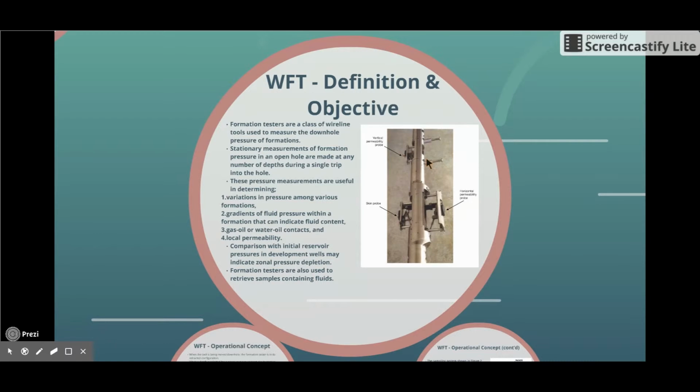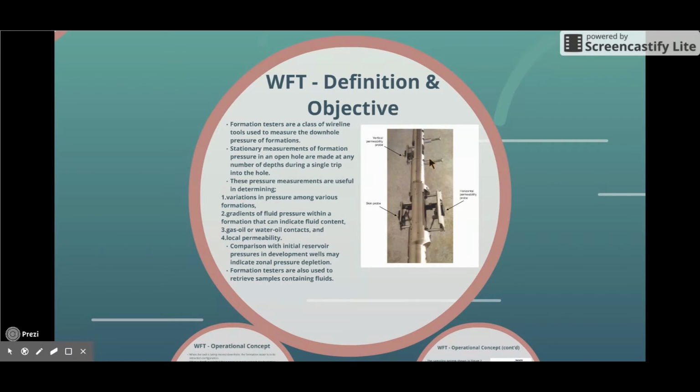Formation testers are a class of wireline tools used to measure the downhole pressure of formations. Stationary measurements of formation pressure in an open hole are made at any number of depths during a single trip into the hole. These pressure measurements are useful to determine variation in pressure among various formations, gradients of fluid pressure within a formation that can indicate fluid content, gas-oil or water-oil contacts, and local permeability.